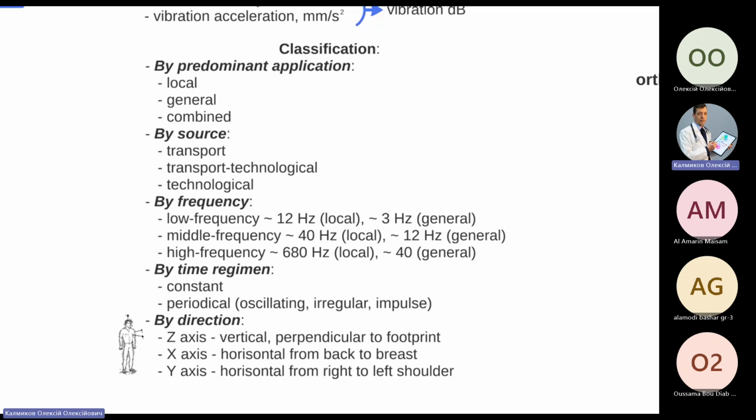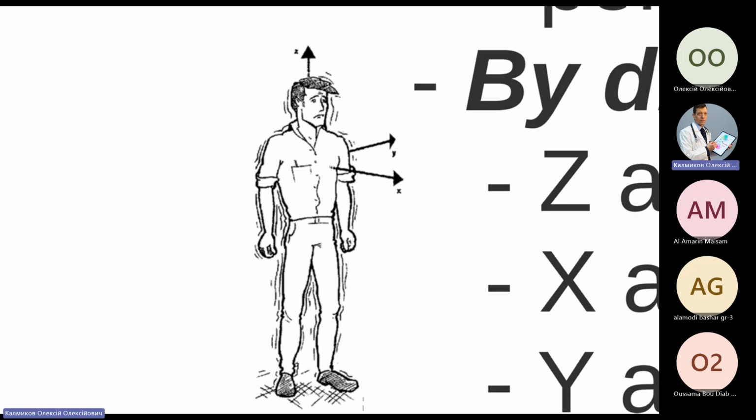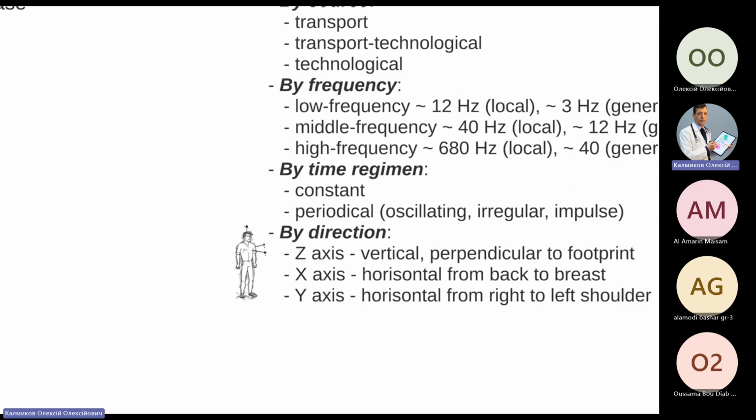By direction: by z-axis, it's vertical, perpendicular to the footprint; by x-axis, horizontal from back to breast; and horizontal from right to left shoulder, right? Y-axis, you may see. I'd like to ask your opinion: what kind of direction is more dangerous? Again, vertical, transversal horizontal, or sagittal horizontal? Please type your answer in the chat to let me know your opinion, and later I will comment.